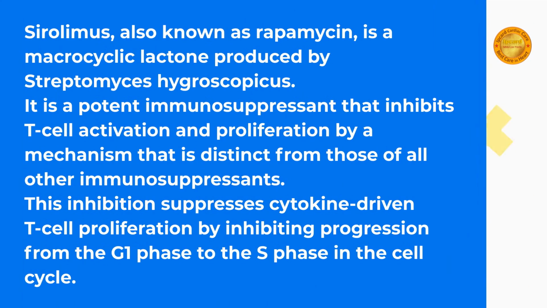Sirolimus, also known as rapamycin, is a macrocyclic lactone produced by Streptomyces hygroscopicus. It is a potent immunosuppressant that inhibits T-cell activation and proliferation by a mechanism that is distinct from those of all other immunosuppressants. This inhibition suppresses cytokine-driven T-cell proliferation by inhibiting progression from the G1 phase to the S phase in the cell cycle.